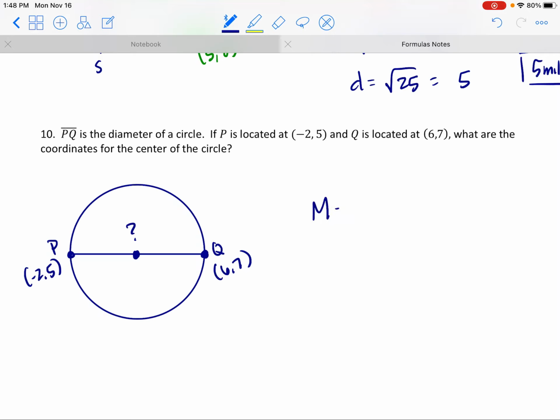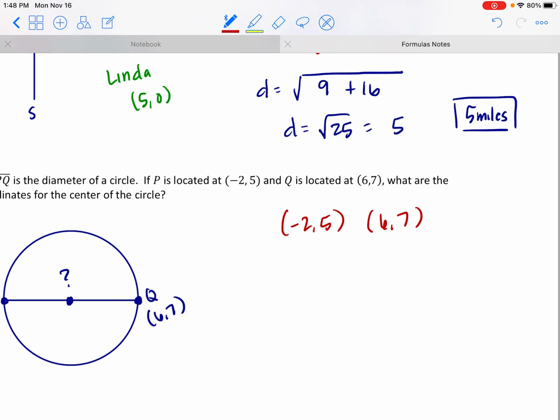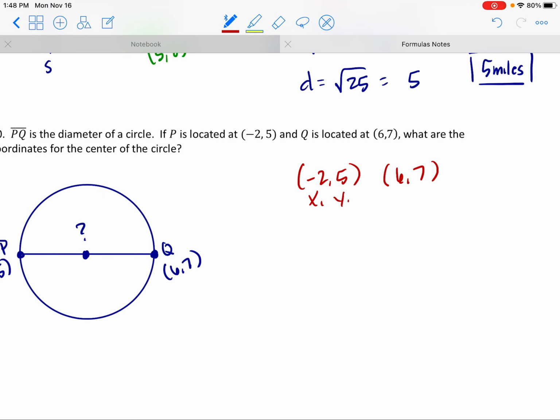So for the midpoint, let me just rewrite the coordinates over here. We have negative 2, 5, and 6, 7. We want to find the midpoint where, again, this is going to be your x1, y1. This is going to be your x2, y2. So for the midpoint, we're going to add the x's to find out what's in the middle of negative 2 and 6 and divide by 2. And then we're going to figure out the same for the y's. Hopefully we don't need a formula to figure out what's in the middle of 5 and 7, but we can use it.